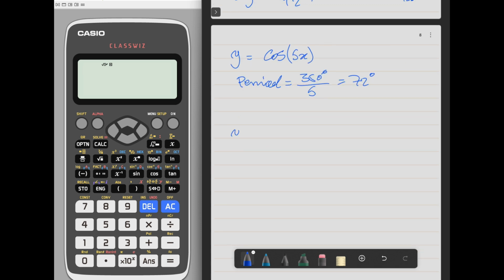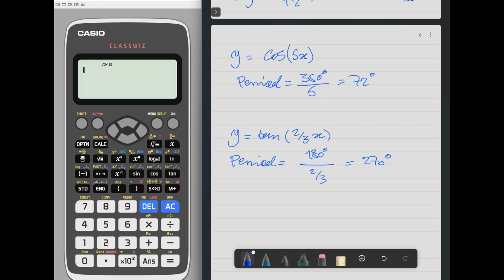And the same goes for tan. Y is equal to tan 3 over 2x, or 2 over 3x, doesn't matter. So my period is going to be 180 degrees. Why 180 degrees? Because the original period of the tan graph is 180 degrees. For sine and cosine, it was 360 degrees, but for tan, it is 180 degrees. 180 degrees divided by 2 over 3 is going to be 540 divided by 2, which is going to be 270 degrees. And that's it, guys.